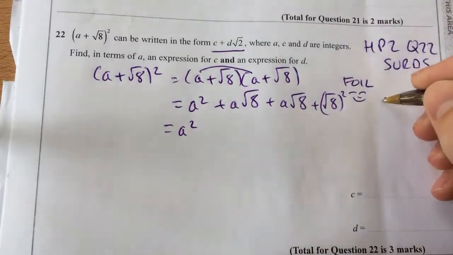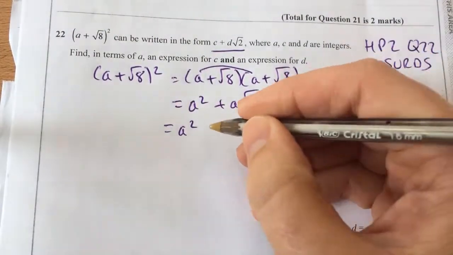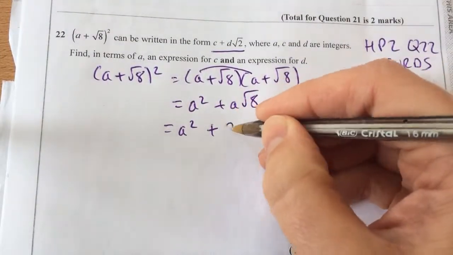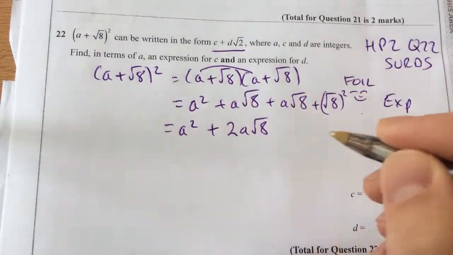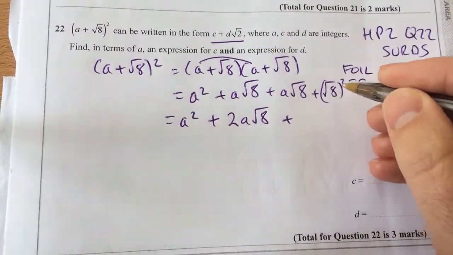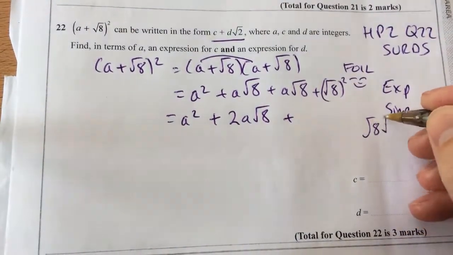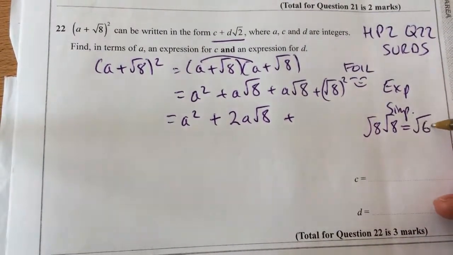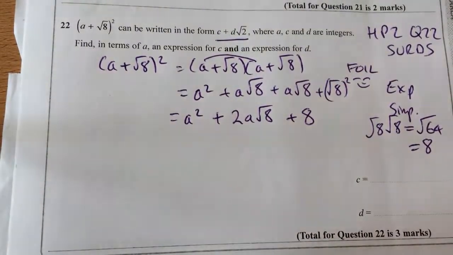Collect like terms, so we've expanded there, and now we're going to simplify. A squared plus 2 lots of a root 8. I'll rearrange that in a second. And then root 8 squared is going to be 8. If you weren't sure, root 8 times root 8 is the same as root 64, which gets back to 8. Have a look on my channel for other videos on surds and indices.